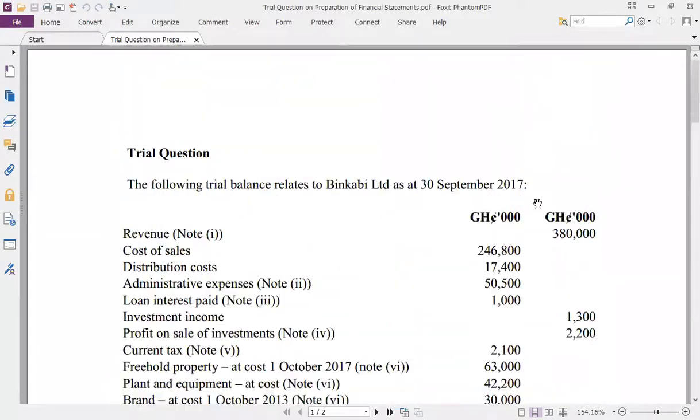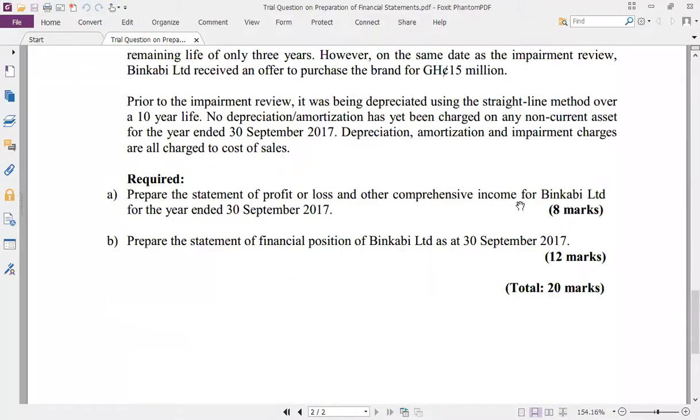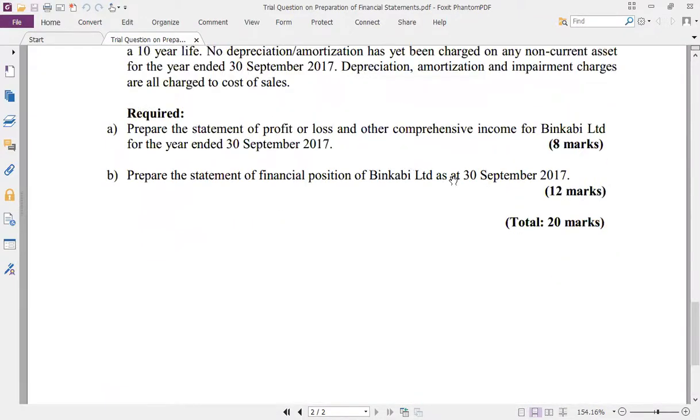So first, I go straight to the requirement. A. Prepare the statement of profit or loss and other comprehensive income for Binkerby Limited for the year ended 30th September 2017. B. Prepare a statement of financial position of Binkerby Limited as at 30th September 2017. 20 marks.